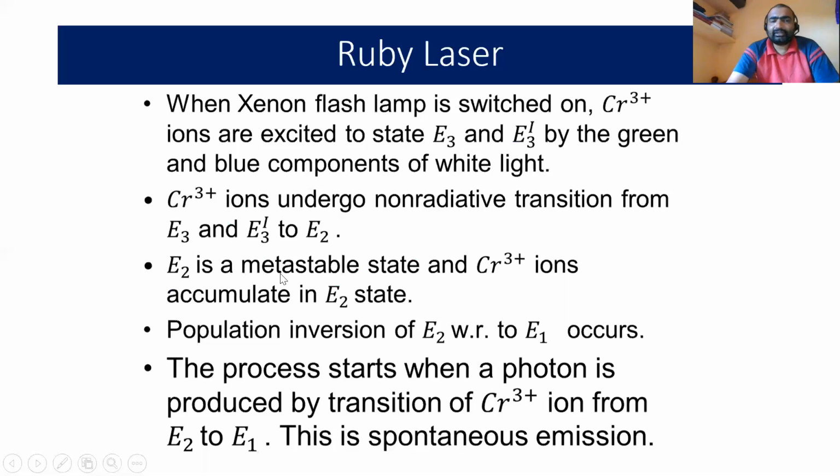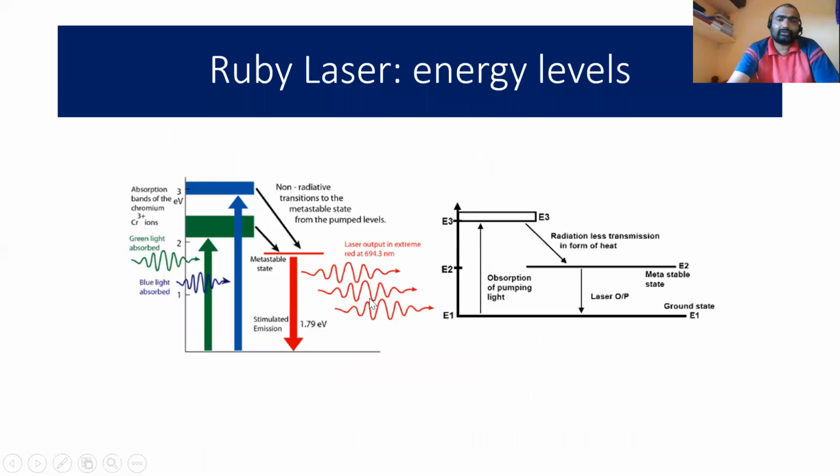So E2 is a metastable state and Cr3 plus ions accumulate in the E2 state. Metastable state means a state whose lifetime is very high. It is in the order of 10 power minus 6 second to 10 power minus 3 seconds, which is very large when compared to normal energy levels. So the chromium ions in this particular E2 energy level will stay for relatively longer times.